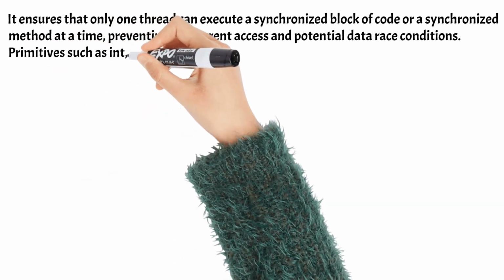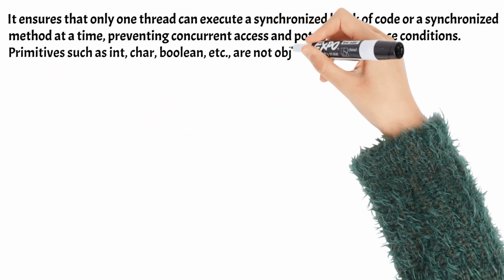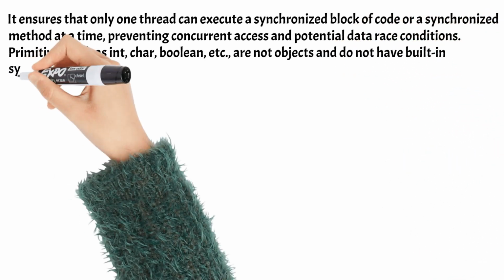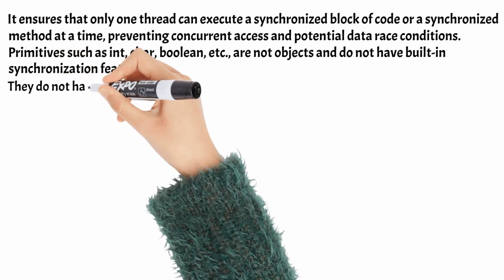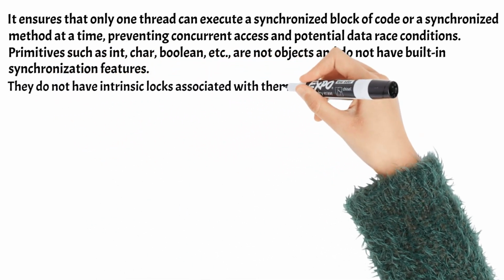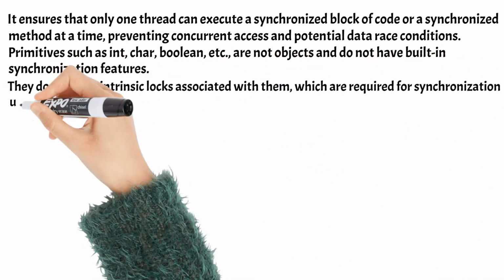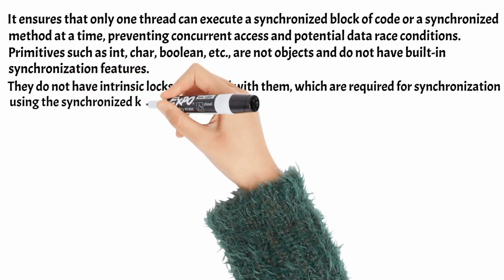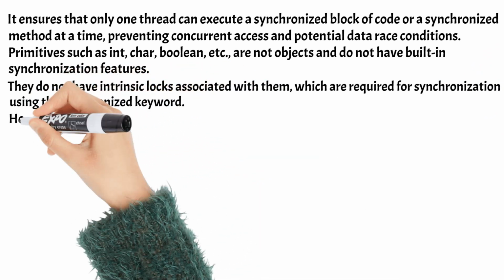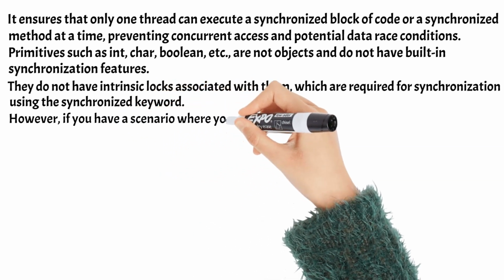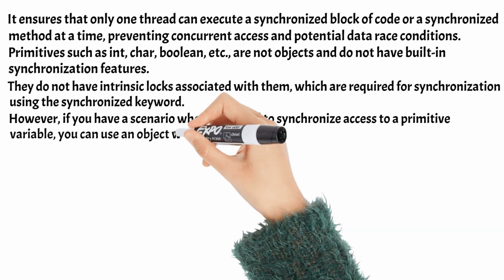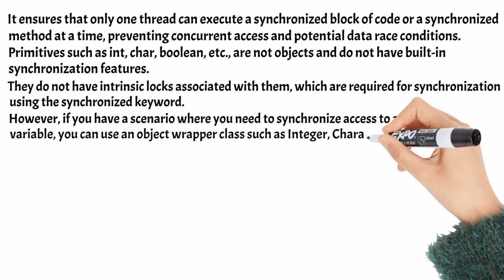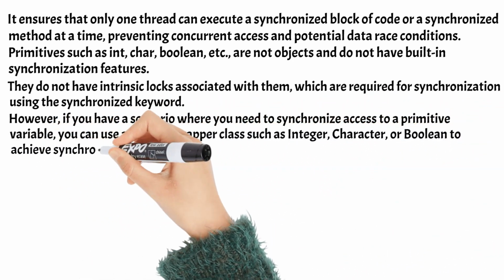Primitives such as int, char, boolean, etc. are not objects and do not have built-in synchronization features. They do not have intrinsic locks associated with them, which are required for synchronization using the synchronized keyword. However, if you have a scenario where you need to synchronize access to a primitive variable, you can use an object wrapper class such as Integer, Character, or Boolean to achieve synchronization.